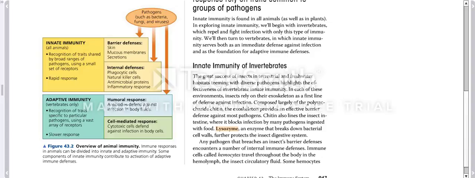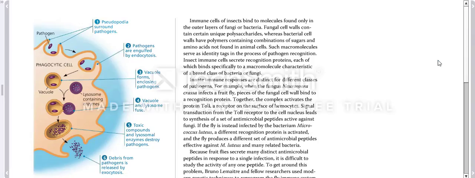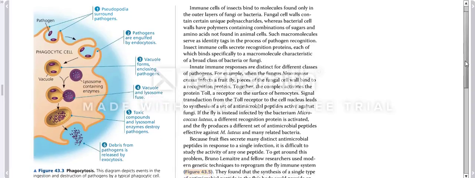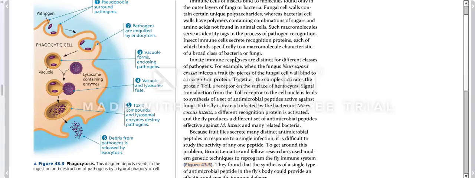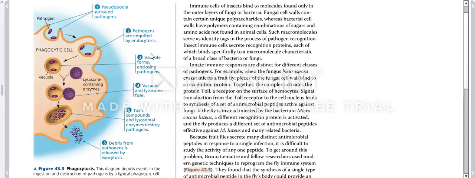Now, in regards to mechanisms of innate immunity, figure 43.3, it's right here, this figure right here, shows a great description of the process of phagocytosis. So, phagocytosis is extremely important in cell immunity because a macrophage can simply engulf a pathogen in order to protect the other cells in the organism.